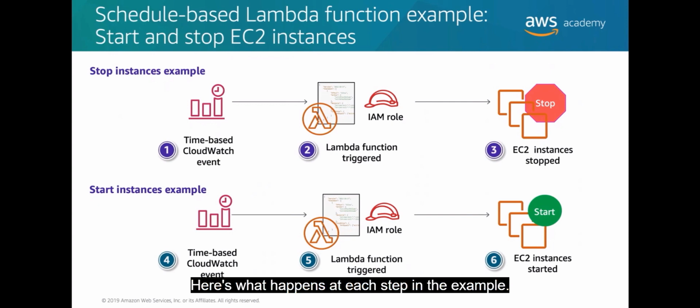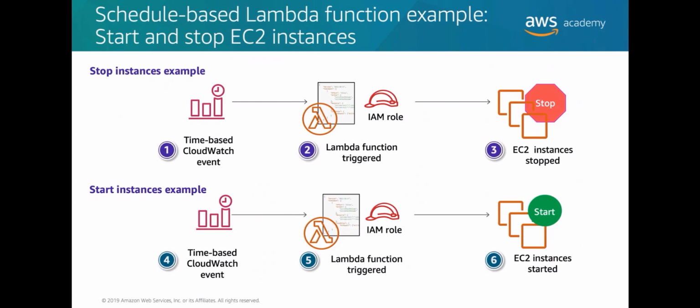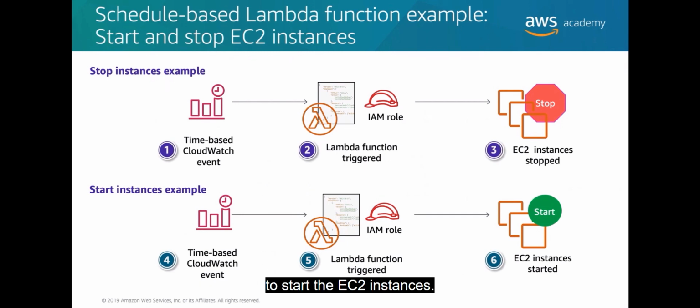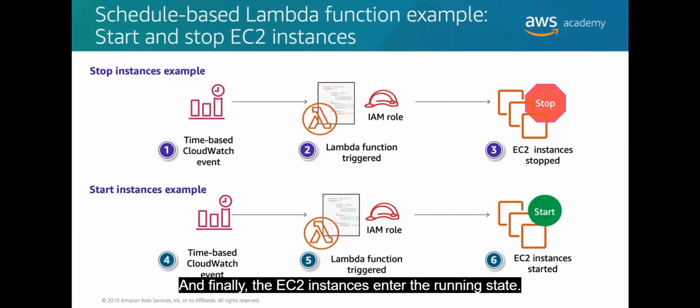Here's what happens at each step in the example. First, a CloudWatch event is scheduled to run a Lambda function to stop your EC2 instances at the end of the workday. Second, the Lambda function is triggered and run with the IAM role that gives the function permission to stop the EC2 instances. Third, the EC2 instances enter the stopped state. Fourth, at the start of the workday, a CloudWatch event is scheduled to run a Lambda function to start the EC2 instances. Fifth, the Lambda function is triggered and run. And finally, the EC2 instances enter the running state.